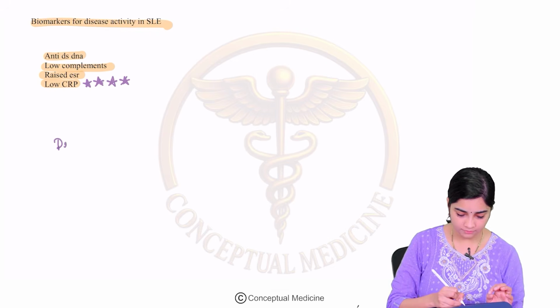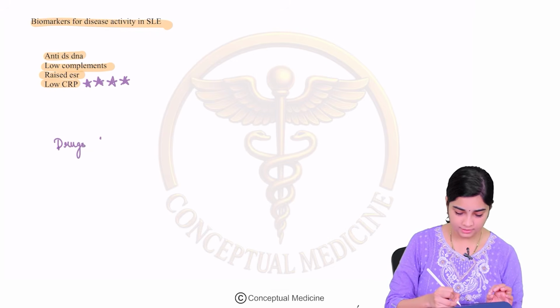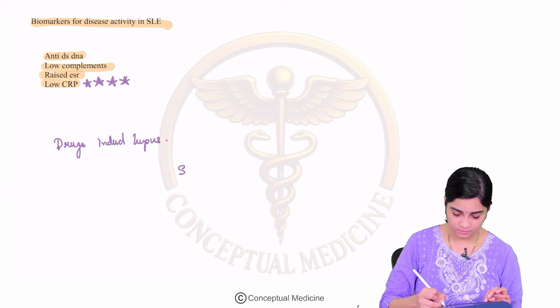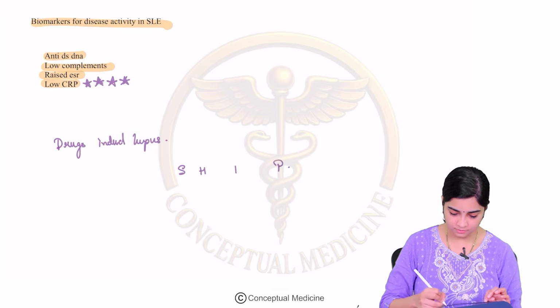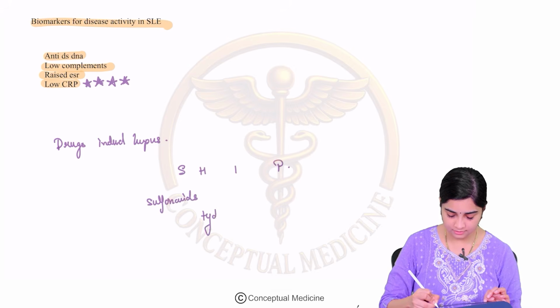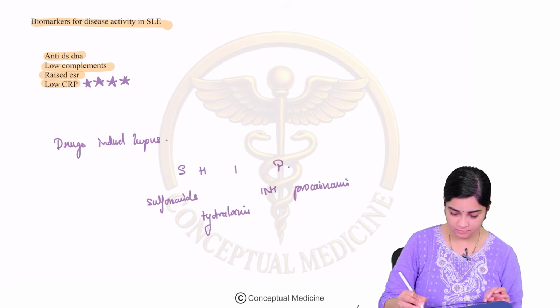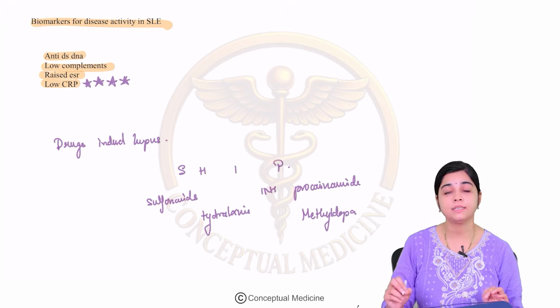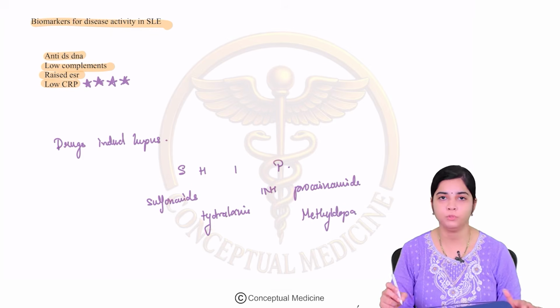Another very important point that we should be knowing is which are the drugs that are associated with lupus. Okay, so drug-induced lupus. What are the drugs? So you remember the SHIP group of drugs. Okay, so this is sulfonamides, hydralazine, INH, procainamide, and methyldopa. So these are the drugs which are associated with drug-induced lupus.